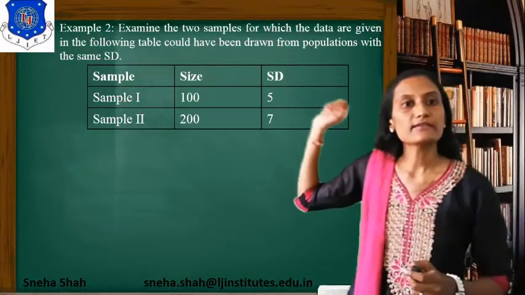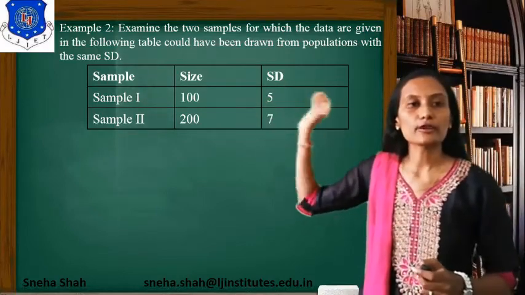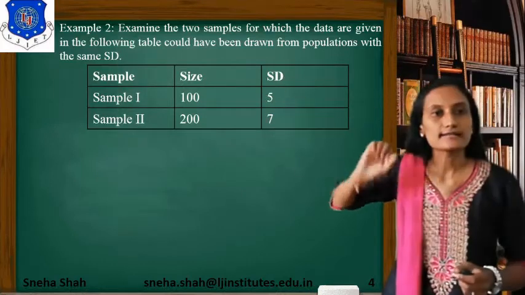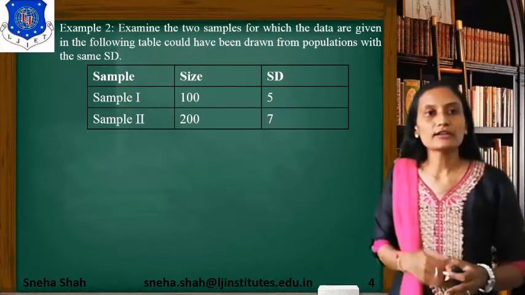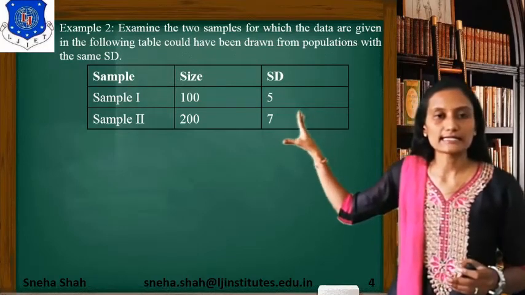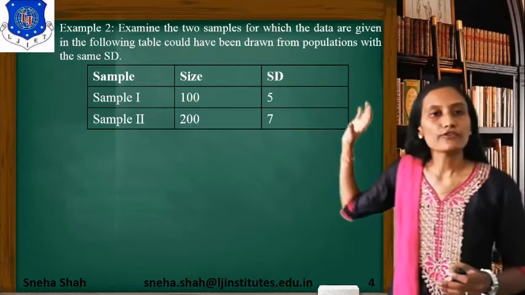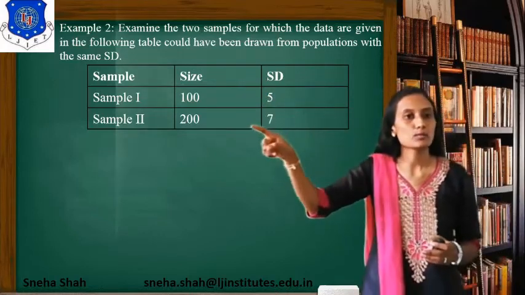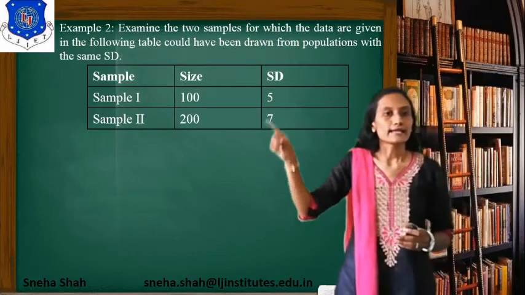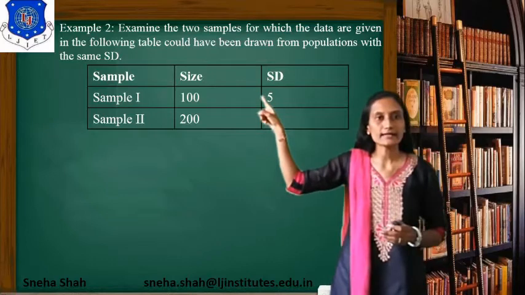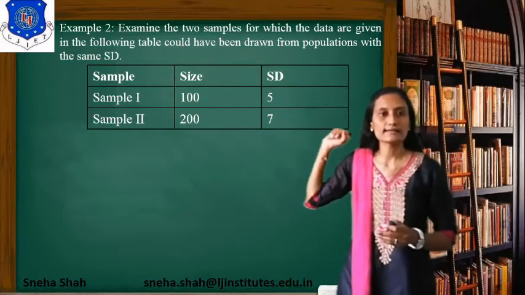So the standard deviations are given to you, but you have to assume that these two standard deviations are the same. And if that assumption does not hold, then at last we will write that these two standard deviations are different, right? So for that the table is given to you like this. Samples are given as sample 1 and sample 2, and the sizes are given as 100, 200. The standard deviations are given as 5 and 7.